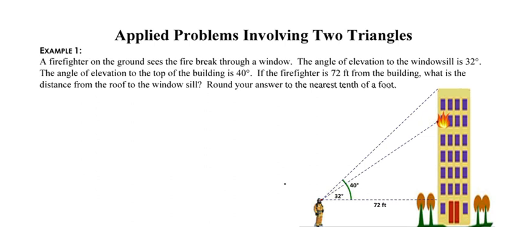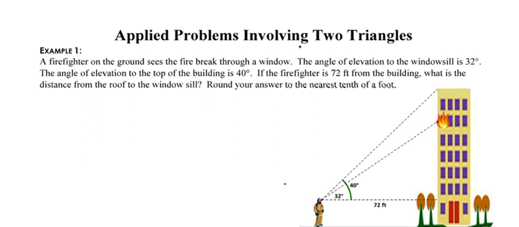This video will introduce you to the idea of using two triangles to solve problems involving trigonometry. In the first example, they tell us that a firefighter on the ground sees the fire break through a window. The angle of elevation up to the windowsill is 32 degrees and the angle of elevation up to the top of the building is 40 degrees. We also know that the firefighter is 72 feet away from the building, and they want us to determine the distance from the roof up to the windowsill.